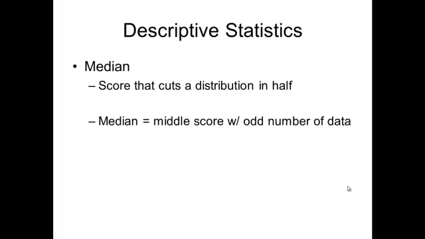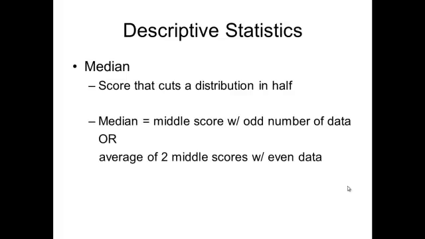It needs to go in numerical order counting up, or you could count down too, but it all has to be in order. If you have an odd number of scores, you just find the actual middle score, and that's your median value. If you have an even number of scores, you would take the two middlemost scores and average those. So add them together and divide by 2, and that will give you your median.